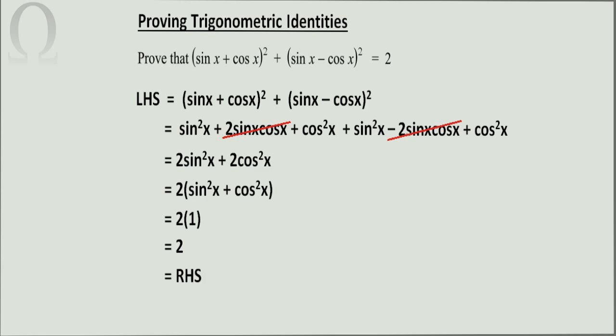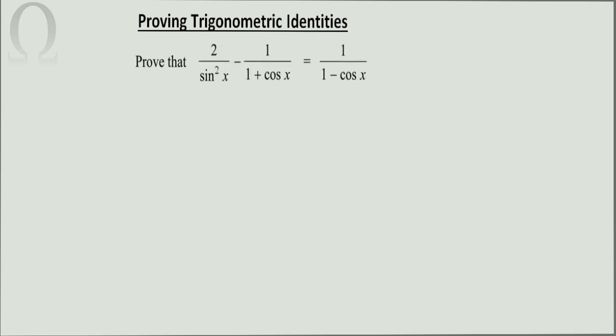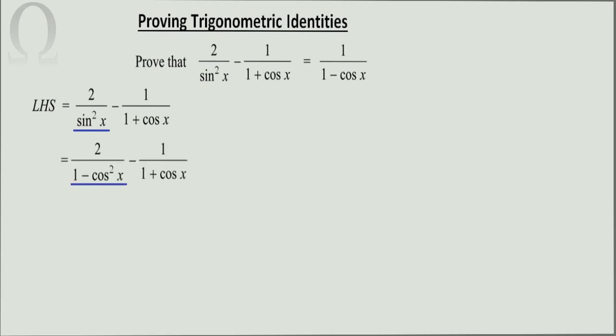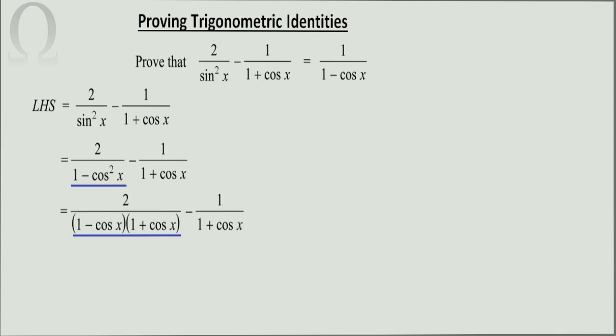Prove that 2 over sin squared x, minus 1 over 1 plus cos x, equals 1 over 1 minus cos x. Again, we will start with the left-hand side. Sin squared x equals 1 minus cos squared x. We can now factorize 1 minus cos squared x as 1 minus cos x, times 1 plus cos x.